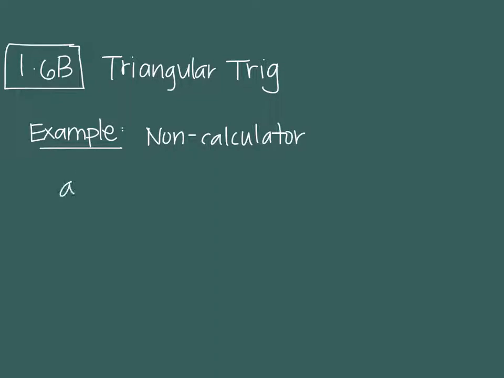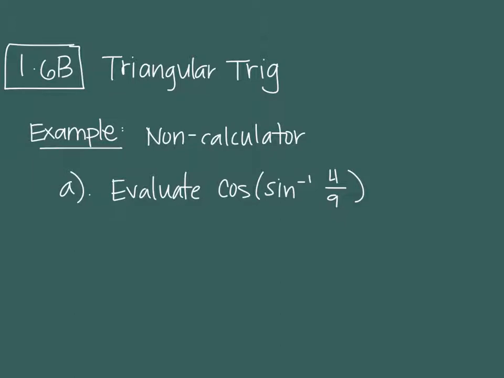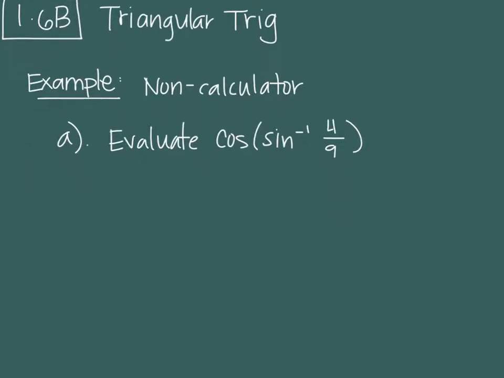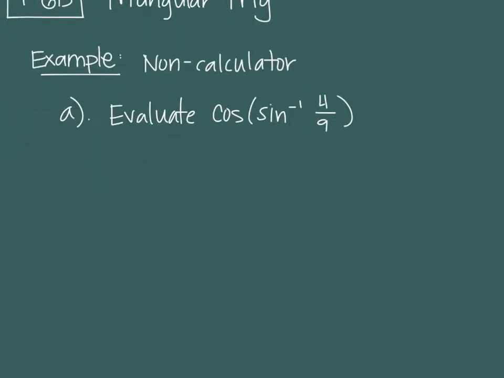All right, so example A. Something like this without a calculator. Evaluate the cosine of the inverse sine of the fraction 4/9. And you don't get your calculator to do that, so you can't just type it in radian mode and come up with the value. This is going to be done on a triangle.